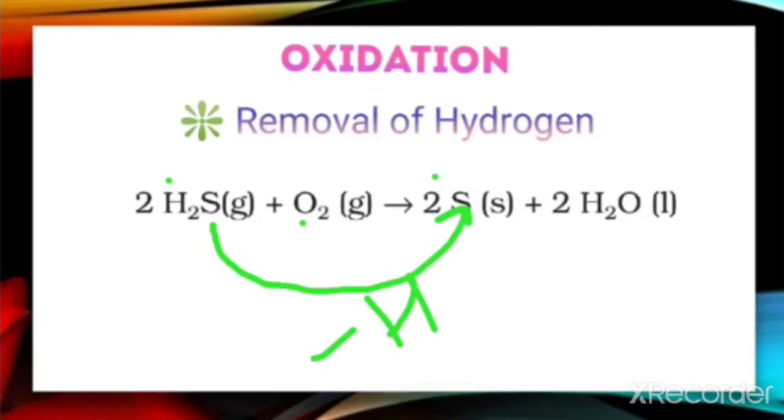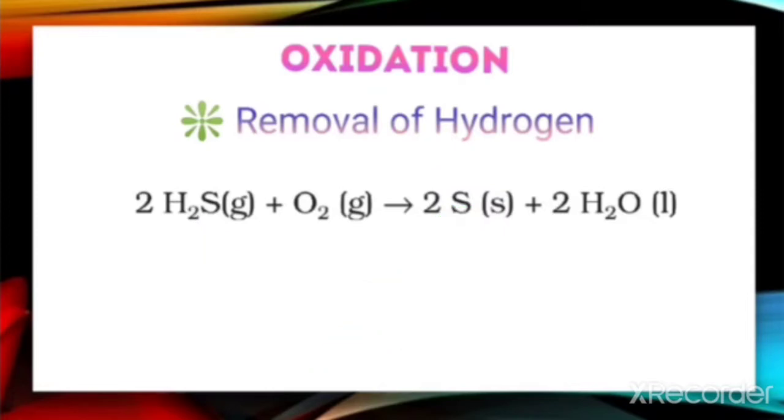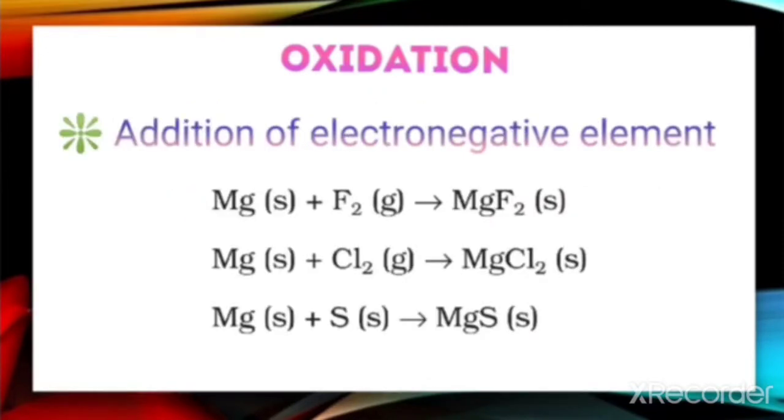place. Therefore we can define the oxidation reaction in terms of oxygen, that is, addition of oxygen is called oxidation, and the removal of hydrogen is also called oxidation. So the oxidation can also be defined on the basis of addition of electronegative element.